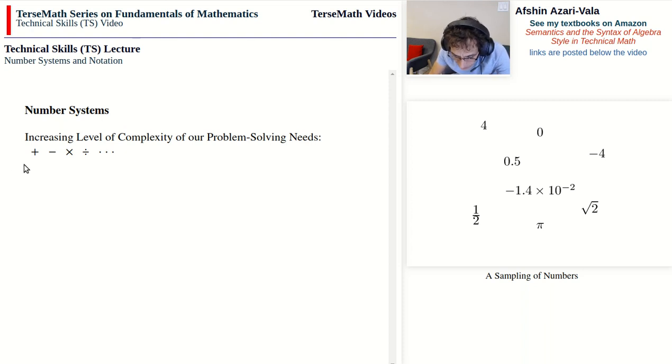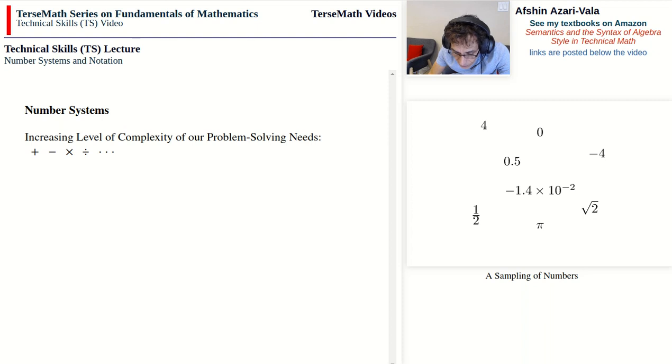We're going to follow this order. We're going to start with addition and see if all of our needs are met. Then we move to subtraction and take a look at our needs. And at any point, if we find that we need some new idea in math, then we will introduce it if it helps us in our problem-solving needs.